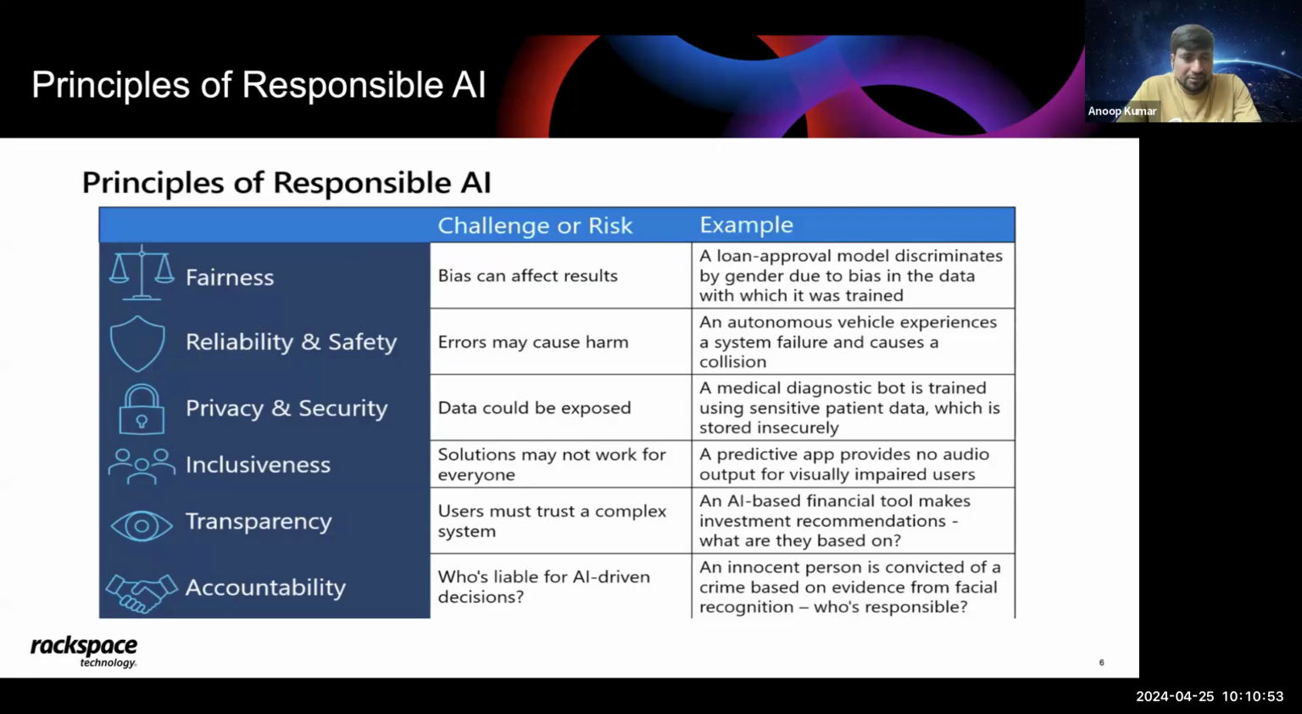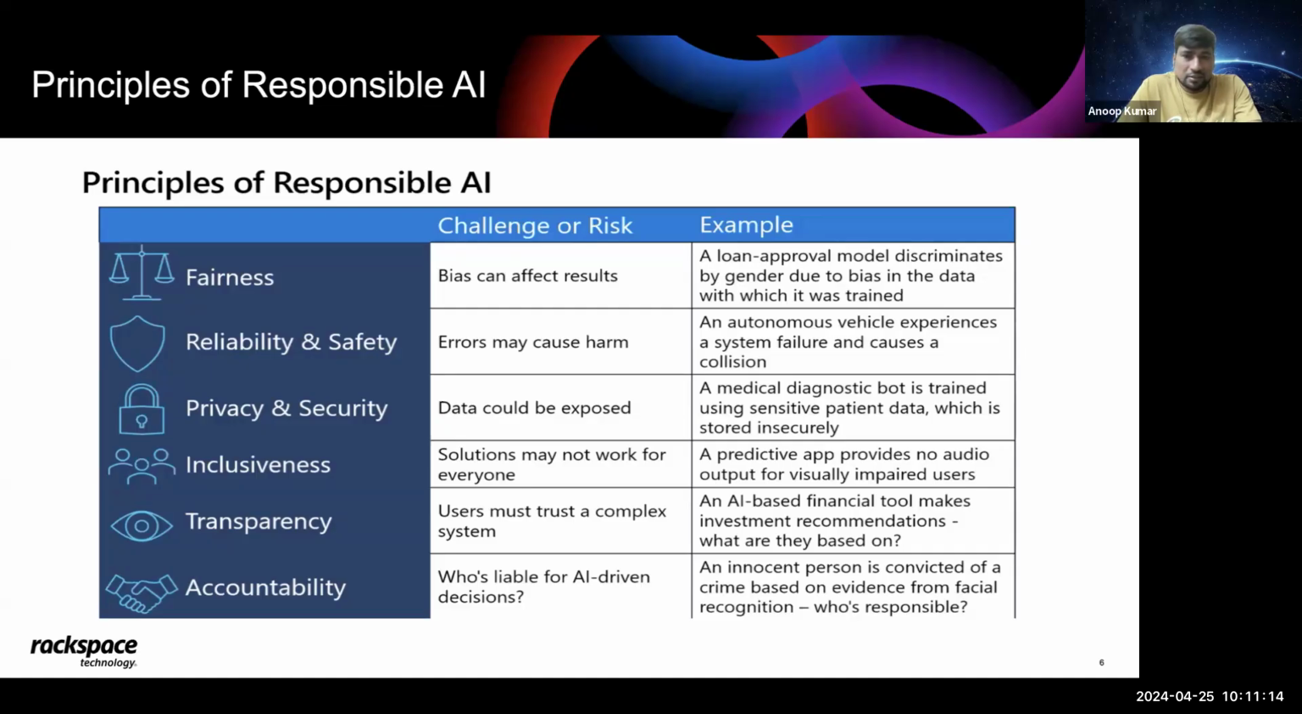The first one is fairness, where whatever system we are building should not be biased and should not affect anyone by gender, or discriminate against someone by their caste or religion.